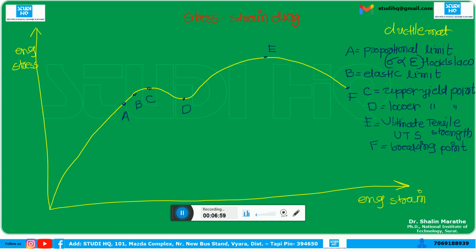Now let us go into the detail of how this graph can give us different regions. So there are certain regions in this graph. So let me draw those regions.